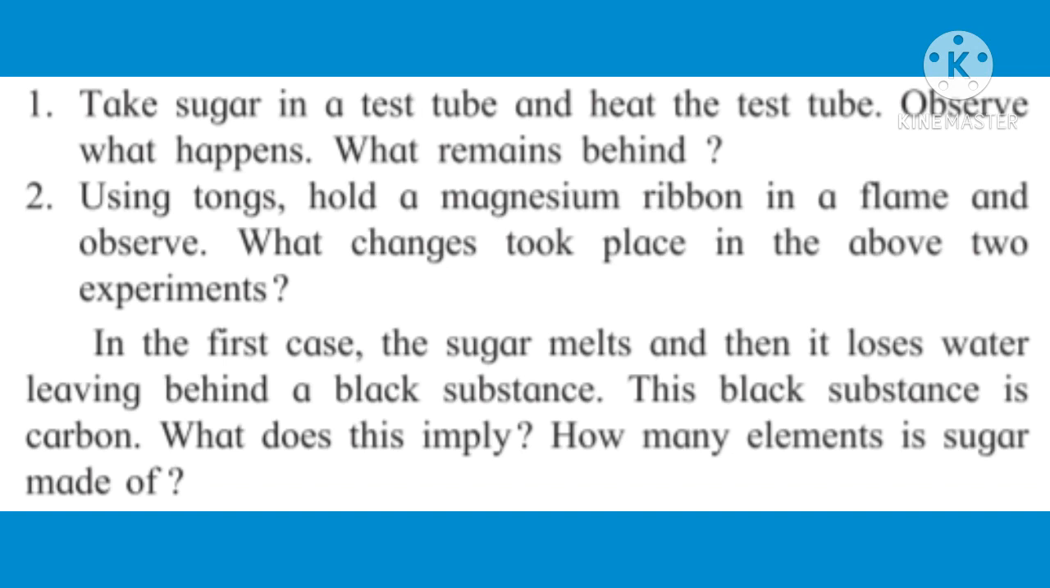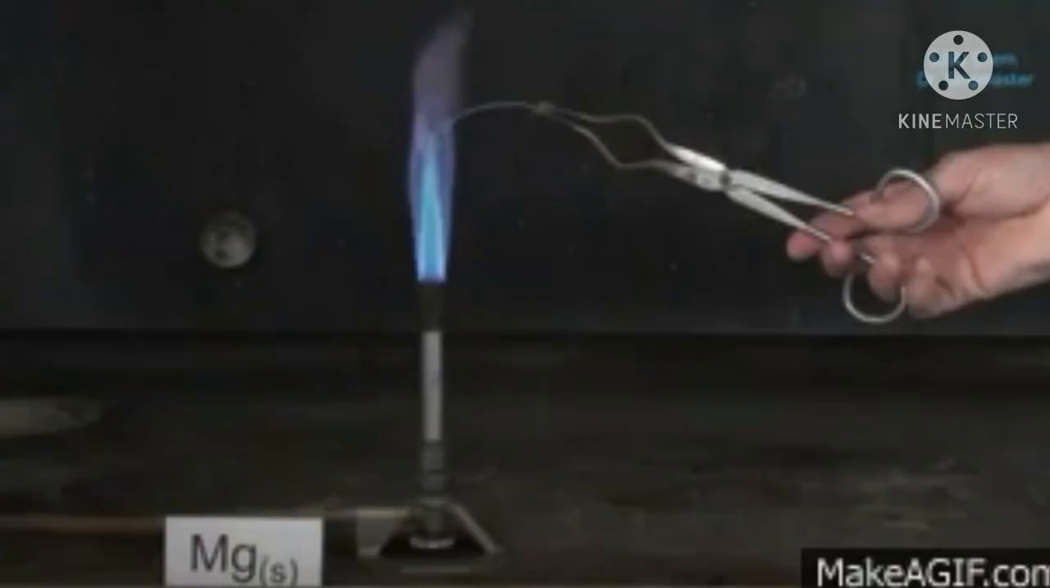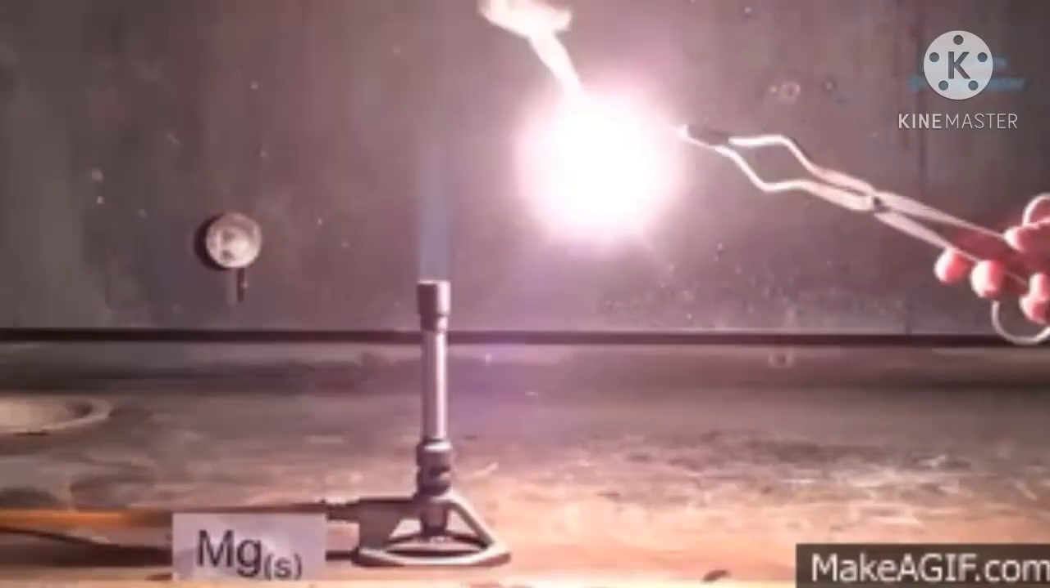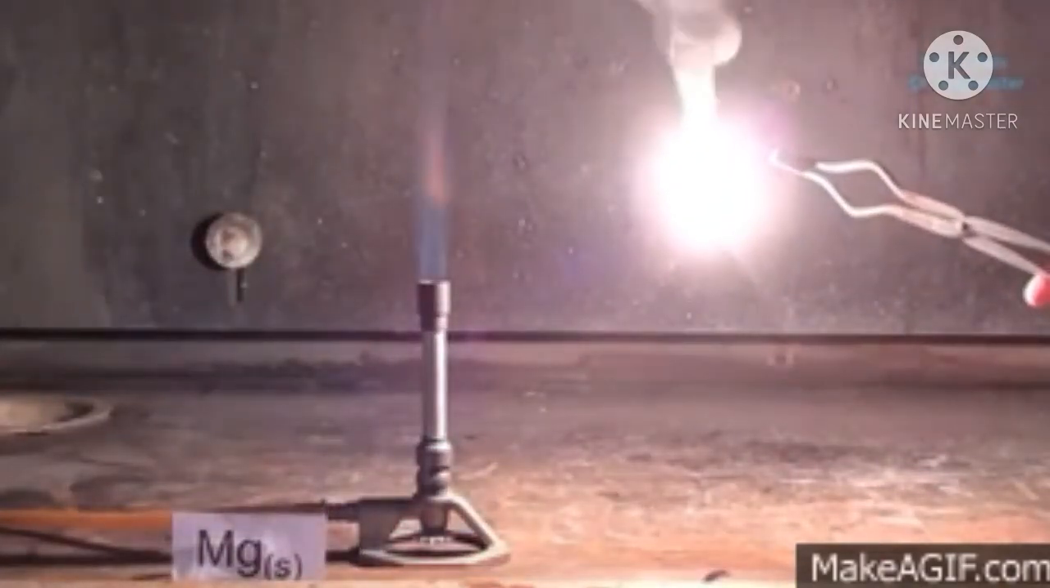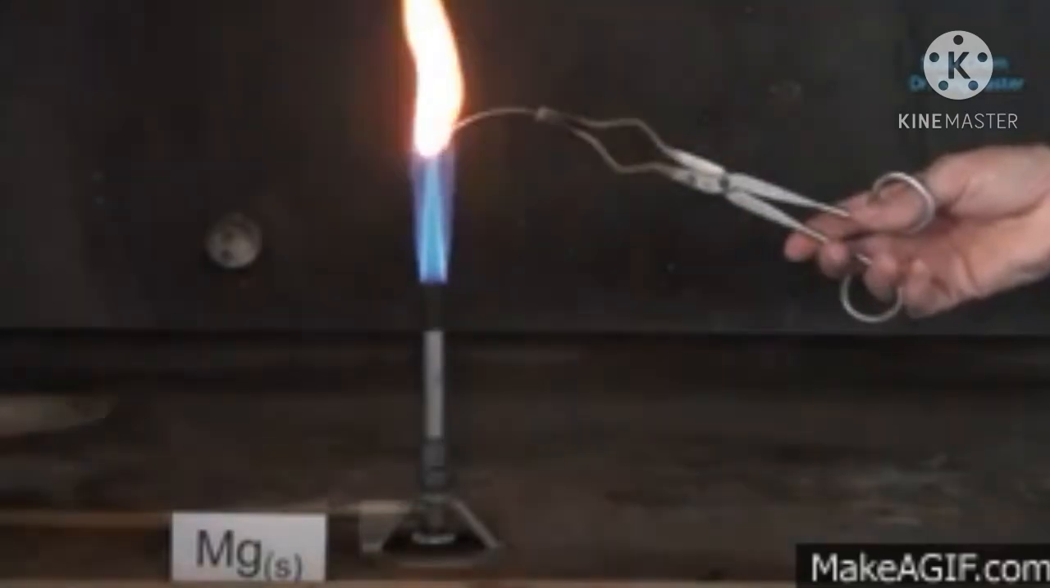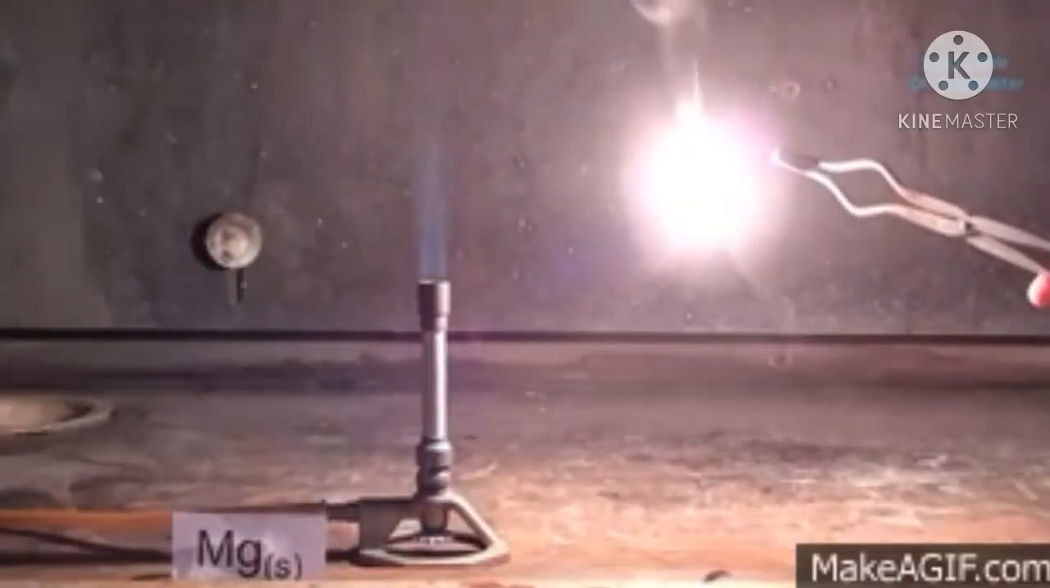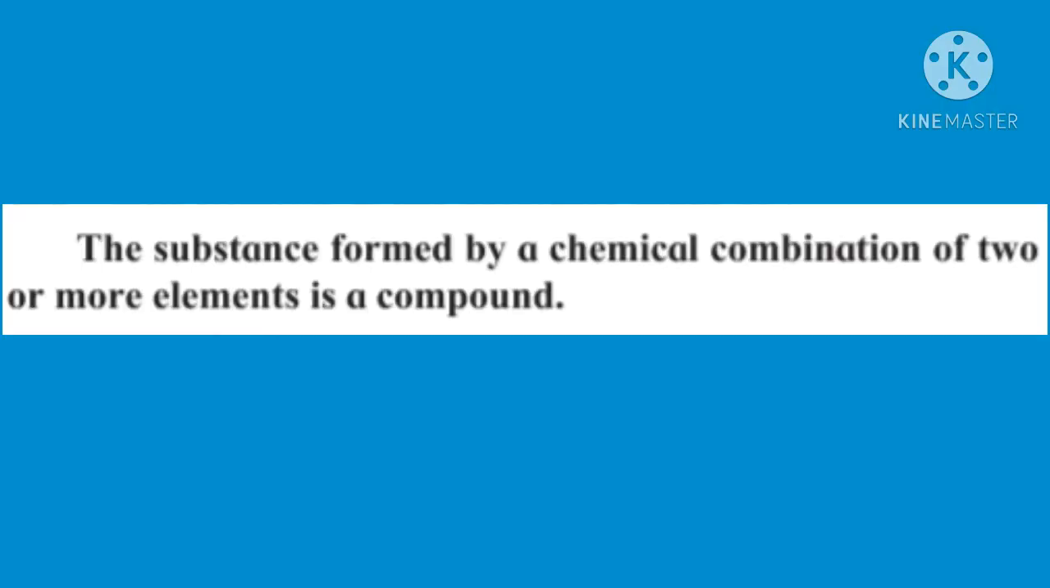Second activity. See, using tongs, hold a magnesium ribbon in a flame and observe what changes took place in the above experiment. See, the magnesium burns in air and it forms magnesium oxide, that is MgO. What is meant by compound? The substance formed by a chemical combination of two or more elements is a compound.